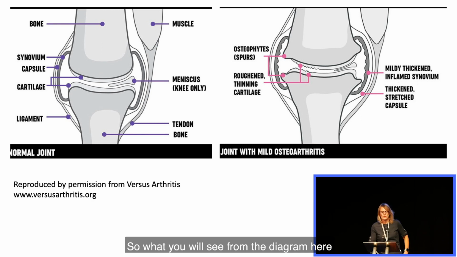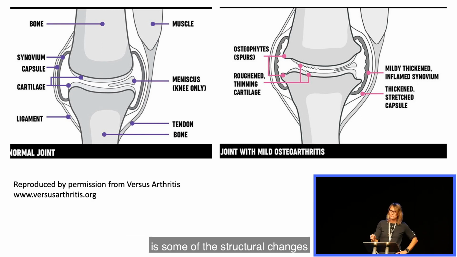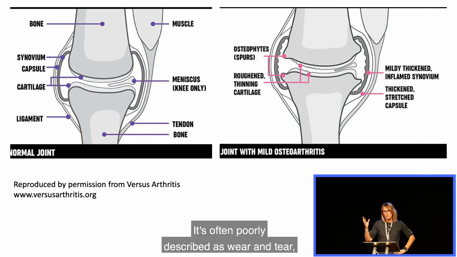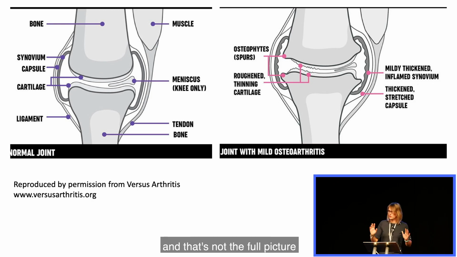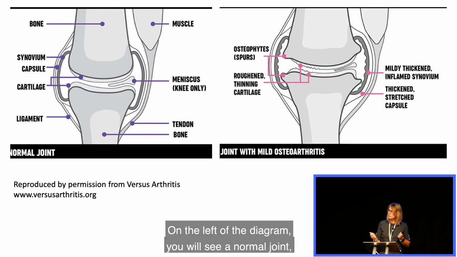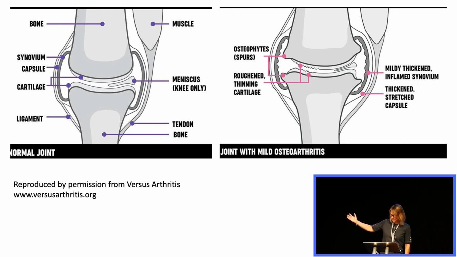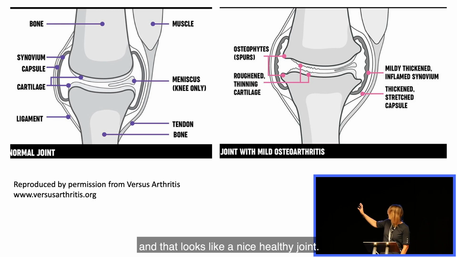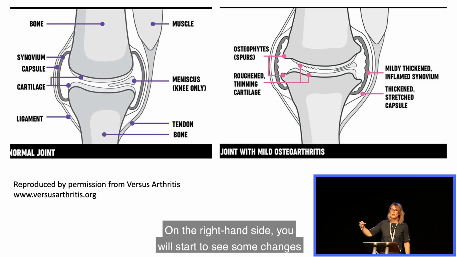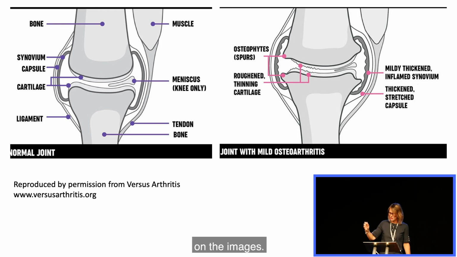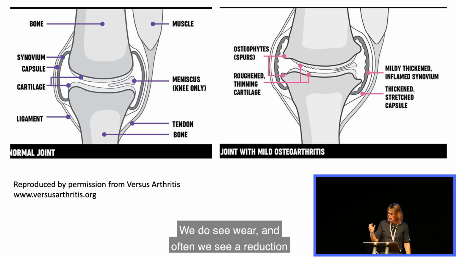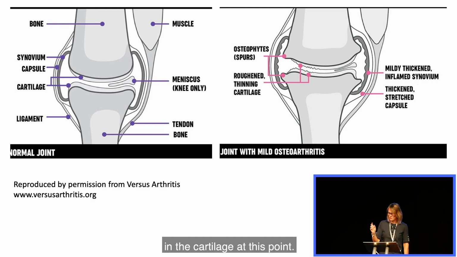So what you will see from the diagram here is some of the structural changes that occur with osteoarthritis. It's often poorly described as wear and tear, and that's not the full picture that I want to talk to you about today. On the left of the diagram, you will see a normal joint where the ends of the bone are covered in cartilage, and that looks like a nice healthy joint. On the right-hand side, you will start to see some changes on the images. We do see wear, and often we see a reduction in the cartilage at this point.